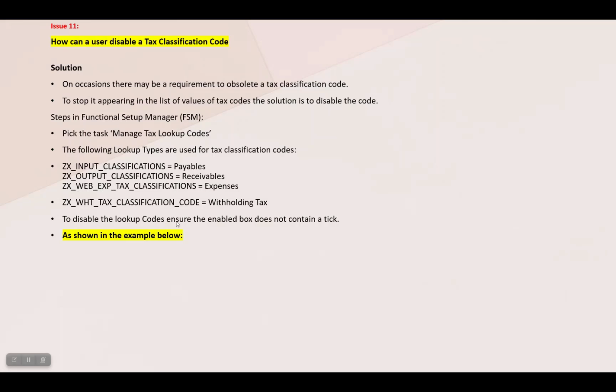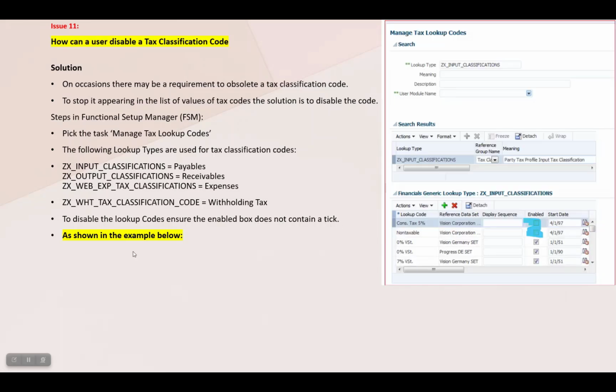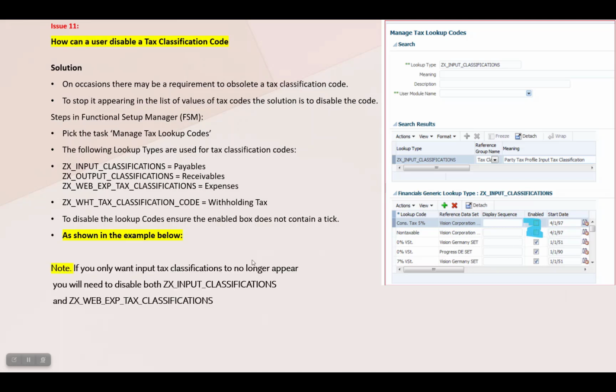To disable a lookup code, ensure that the enabled box doesn't contain a tick, as shown in this search for Manage Tax Lookup Codes. Search for whichever lookup you need and disable this checkbox. If you only want input tax classification to no longer appear, you will need to disable both input and web expense, because this is related to what? Related to payables and expenses.